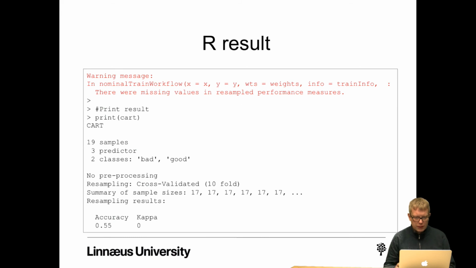And when we do that, we get a warning. In nominal train workflow, there were missing values in the sample performance measure, and that's a common error if we have a small dataset. We'll look at it shortly. And we see that the result, the accuracy below, is only 0.55 or 55%, so it's quite a bad result, a bit worse than Weka actually.